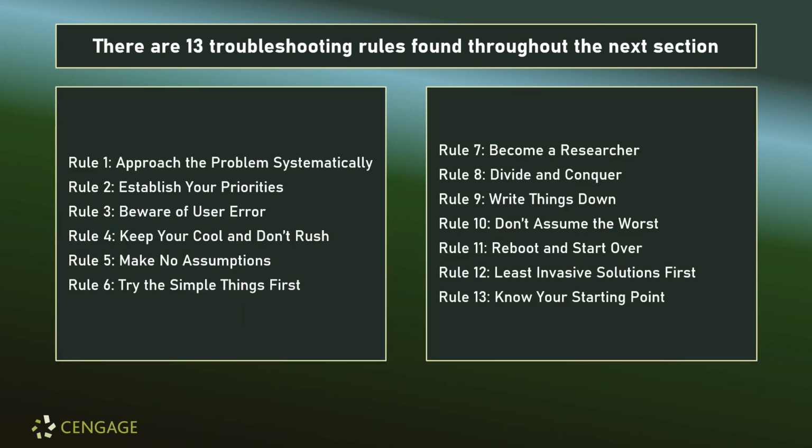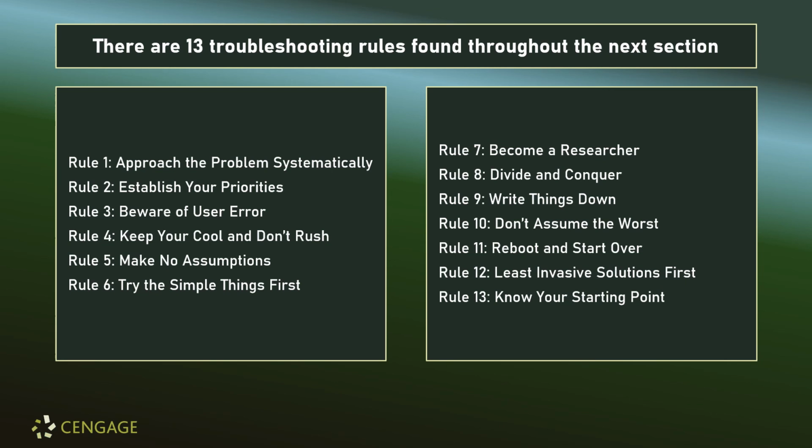So there are also, besides the 6 steps, 13 troubleshooting rules. It's kind of an unwieldy list, but it is occasionally what we have to use to make sure we're not skipping steps. Rule number 1 is to approach the problem systematically. Rule number 2 is to establish priorities. Rule 3 is to beware of user error, sometimes what we call the Aunt Tilly test. Rule number 4, keep your cool. Don't rush. Making sure that you're paying attention to details is critical. Rule 5, make no assumptions. That is a definite challenge, especially for people who've been technicians for a long time.